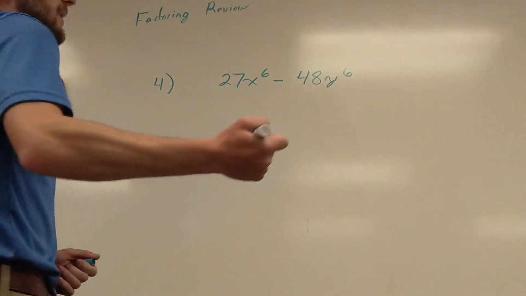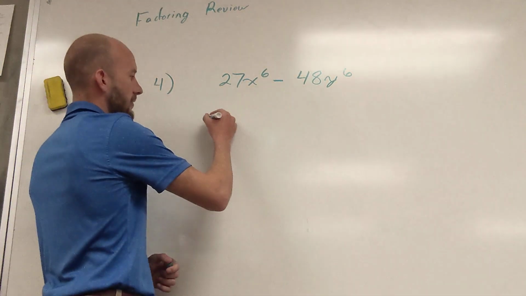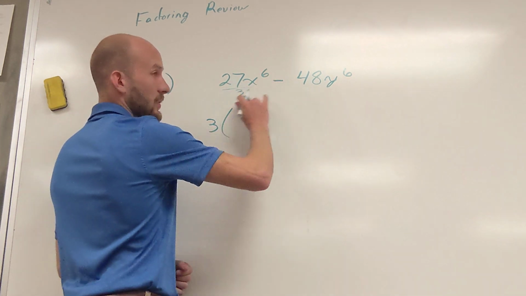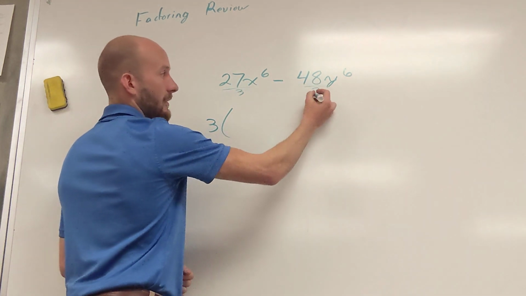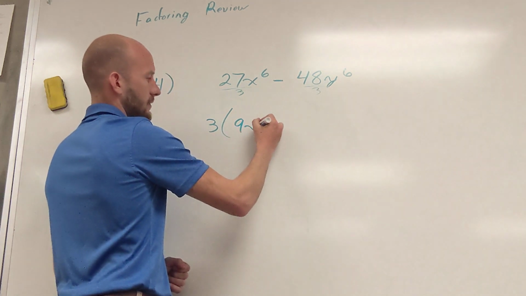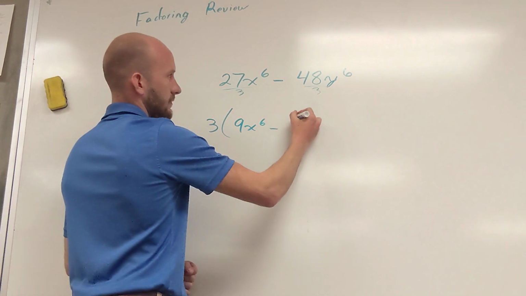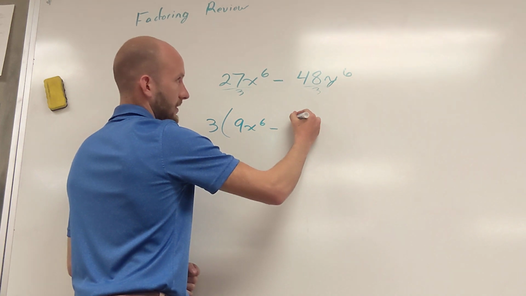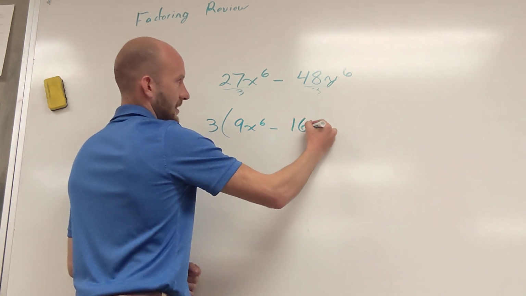Okay, so do these have a GCF? Yes, of 3. So I divide. There are no variables in common, otherwise I would have to take that out as well. I divide by 3. 48 divided by 3 is 16.